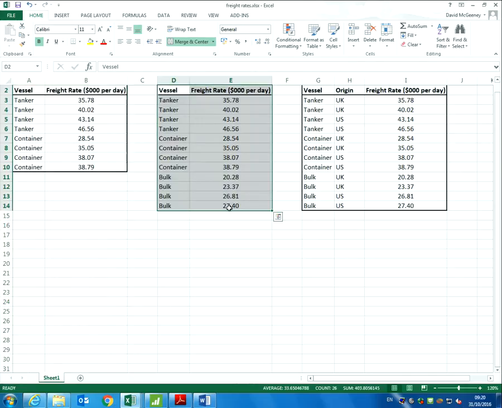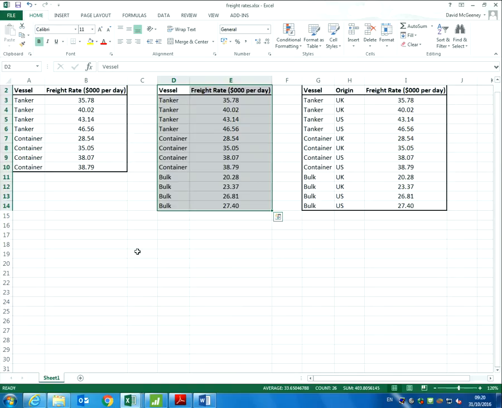Now, what about if you wanted to compare freight rates, not just for tankers and containers, but also for bulk? What would be the correct test? That would be a one-way ANOVA, because now, how many factors have you got? Okay, still one factor, but how many levels? Three. Okay, so that's one-way ANOVA.